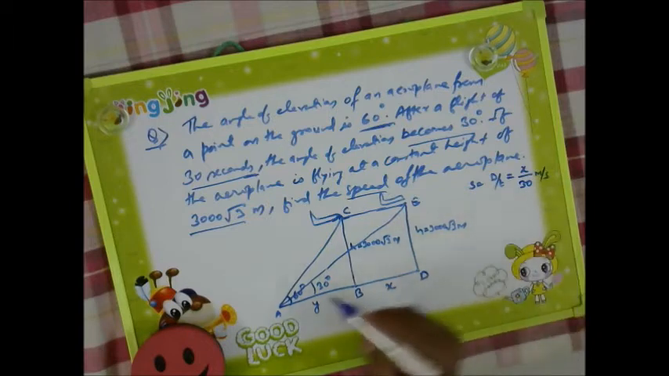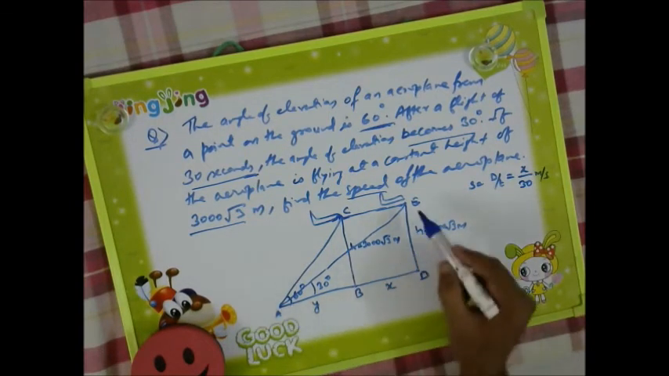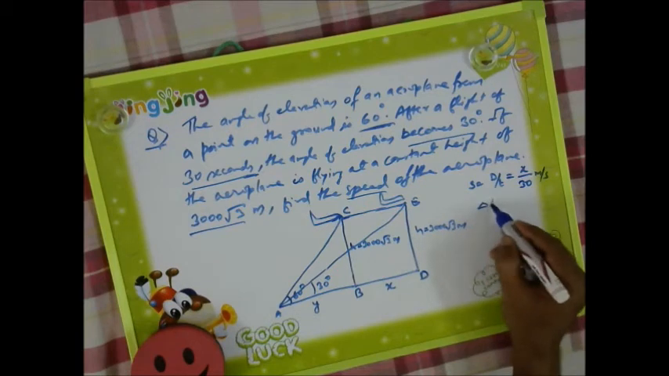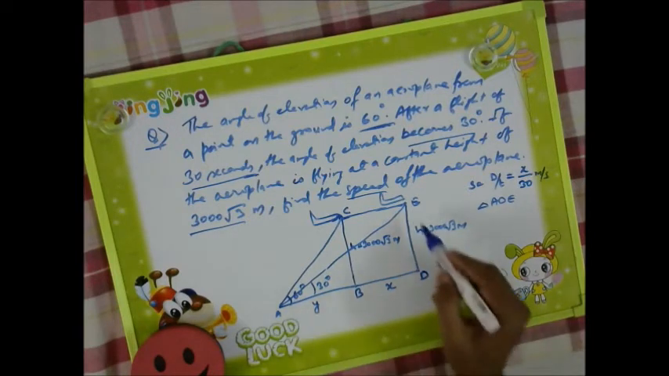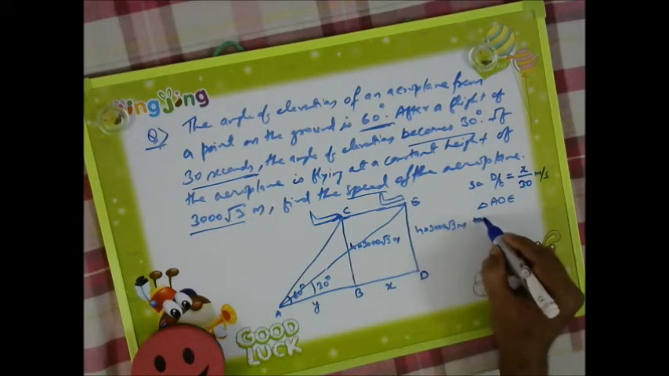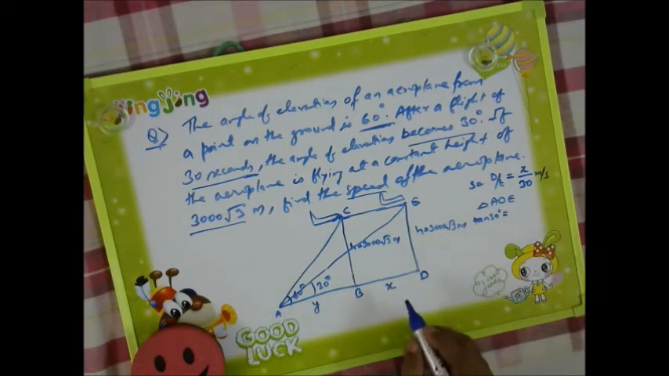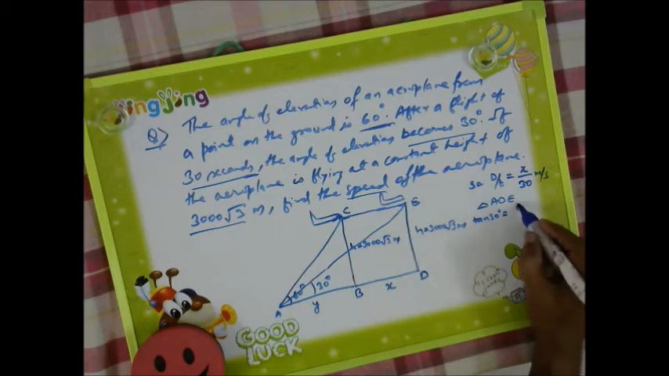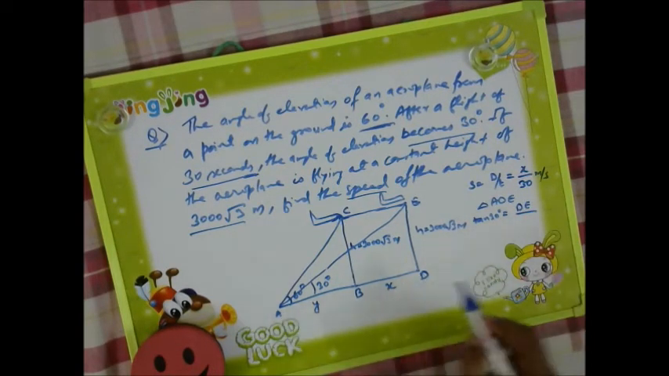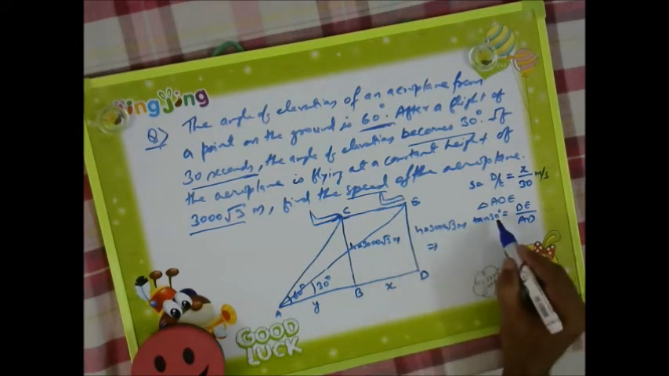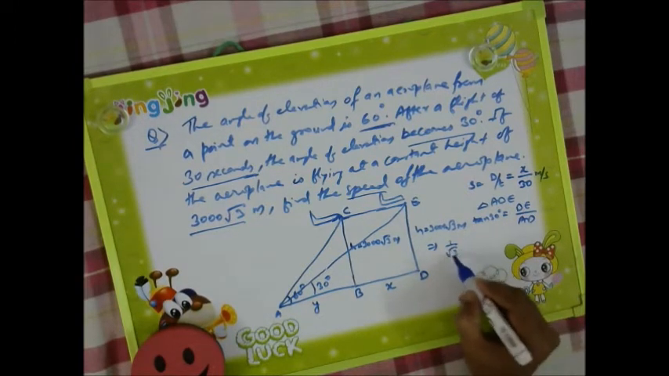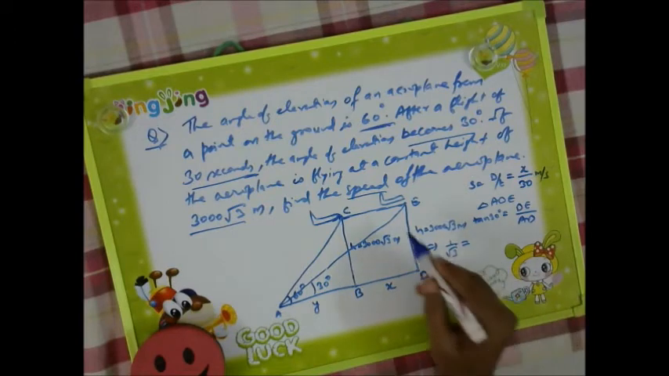So suppose we take triangle ADE. Then tan 30 degrees will be equal to this DE by AD, correct? Now tan 30 degrees is equal to what? It is 1 by root 3, equal to DE by what?